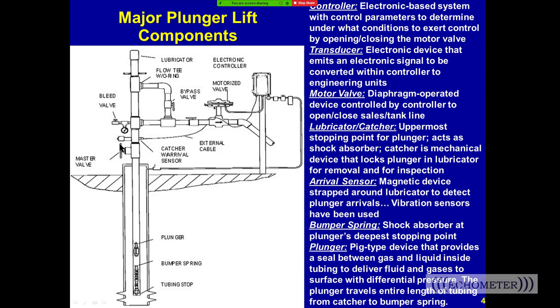Now the arrival sensor is typically right here, and it'll detect the arrival of the plunger, and there's different types of sensors that you can have and different types of transducers you can have to measure pressures and arrival velocities, arrival of the plunger, and all those are used as input into the controller to operate the well. The plunger is a mechanical seal, and it seals the liquid above the plunger and the high pressure gas that drives the plunger to the surface below the plunger. And so again, it's a very simple system. It's low cost and it's typically efficient.